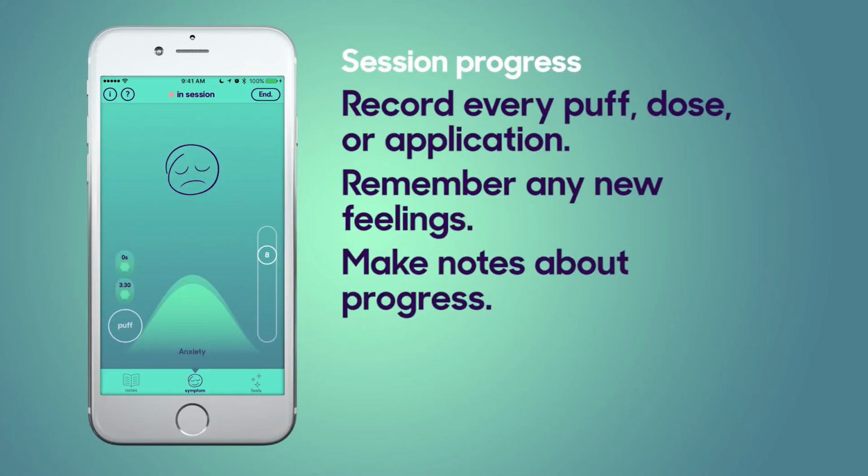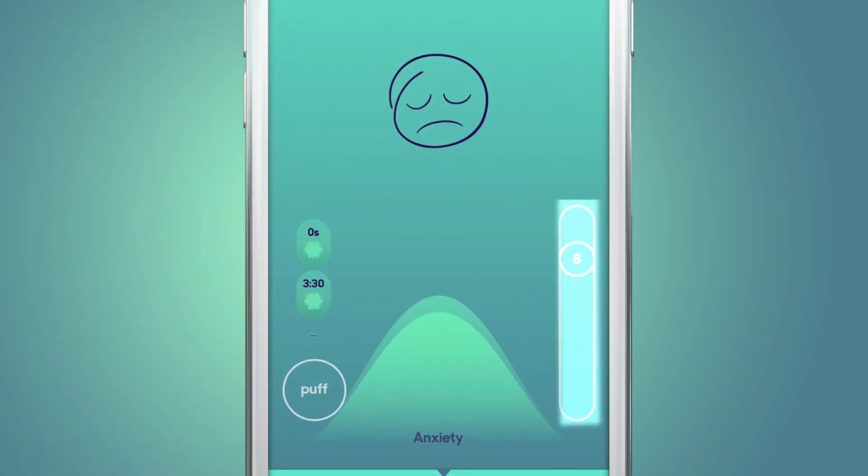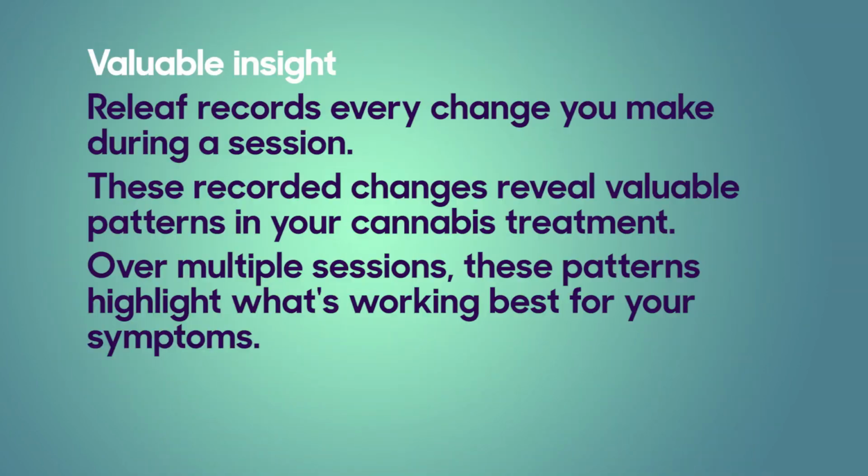Every time you take a puff, dose, or application, tap the round button in the bottom left-hand corner, then adjust the level slider if you're feeling any differently. Each time you interact with the symptom screen during your session, the Releaf app records those data points, and over time can show you which cannabis products work the best for you.